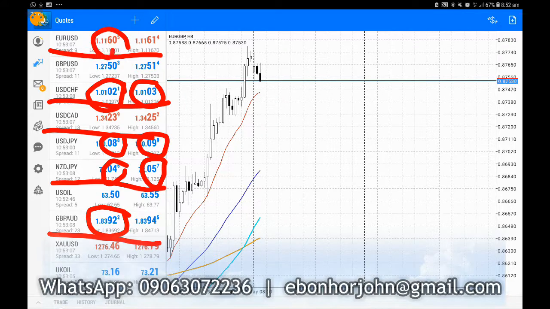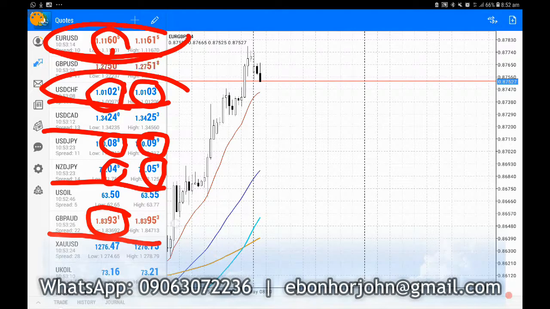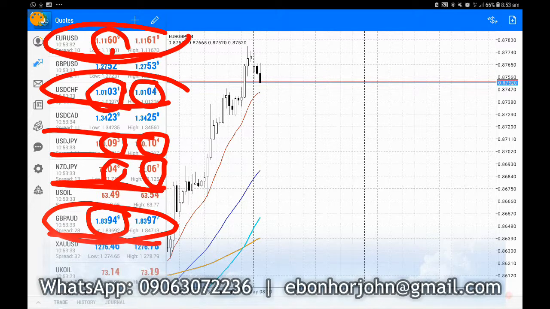The Euro USD has 4 decimal places. Ignore the tiny numbers you are seeing at the top corner there. We'll come to that later, but for now we are dealing with the main numbers themselves. So these ones that have the 4 decimal places right here, this and this and these are 4 decimal places, while the other ones, these guys and any other JPY pair that you can see would have 2 decimal places.